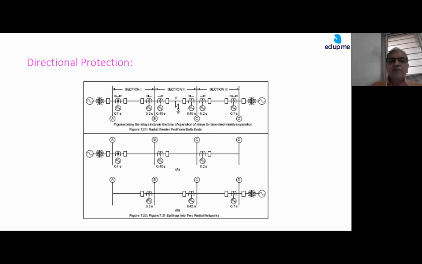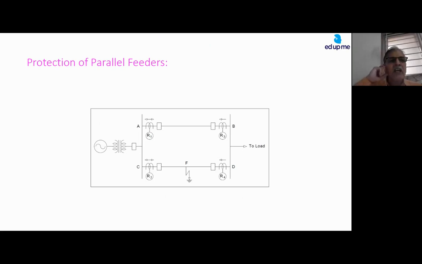So for all these, how to decide the setting of the relay, how to decide plug setting, how to decide time setting? In numerical relays, there are 17 different types of settings in overcurrent relays. How to decide those 17 settings, and how to configure the relay for all these things, is a subject to be learned, which we will not touch today, right? So this is a radial feeder fed from both ends, where directional property is required. In the earlier radial system, no directional property is required. Directional property is required here too, in parallel feeders, right?